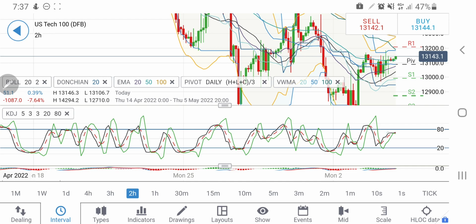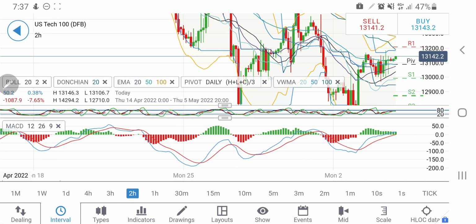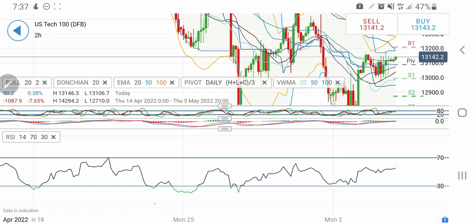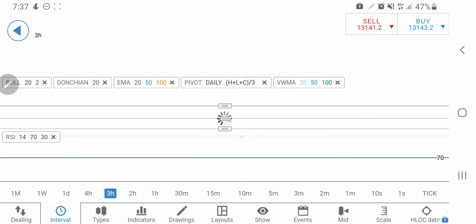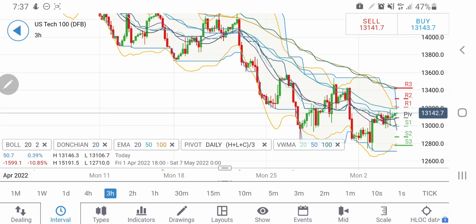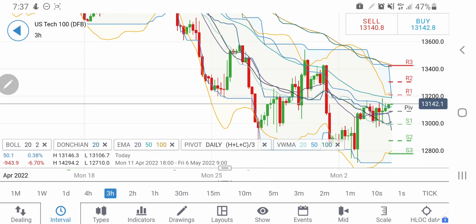However, the stochastic is near to crossing, but right now it is not showing, and it is crossing over for a sell. So I'll be cautious. MACD is also trying to converge and crossing over for a sell, and RSI is now looking upwards again. And if you look at the 3-hour chart, similarly there is a strong resistance zone for downside at 13,000, which is giving it a very strong support for any downward move.